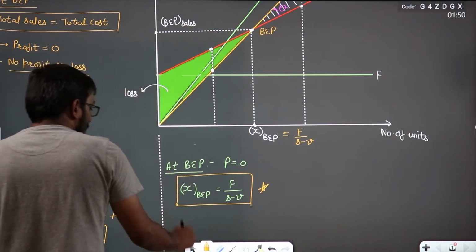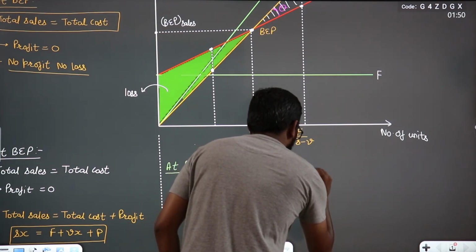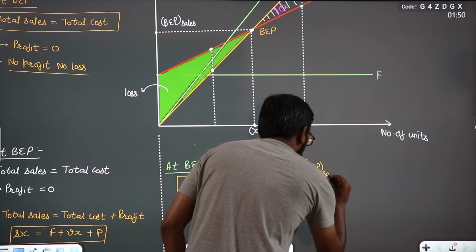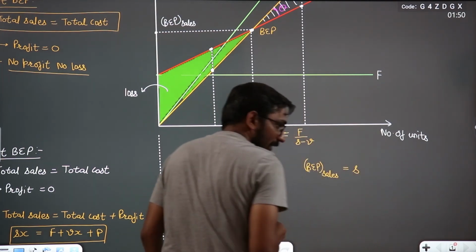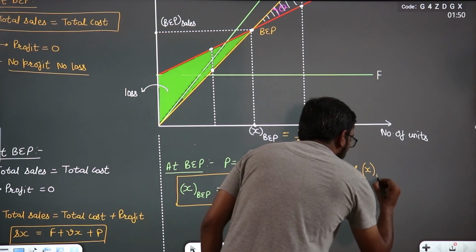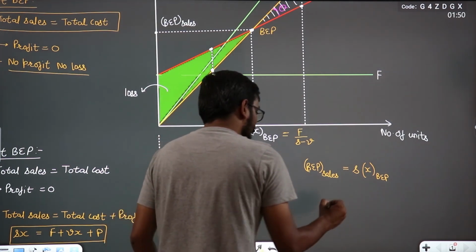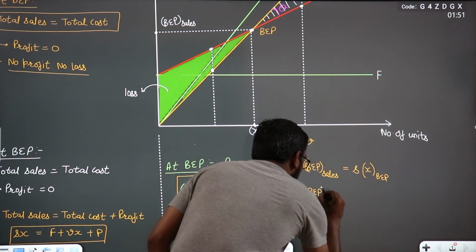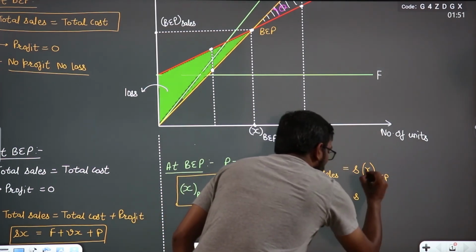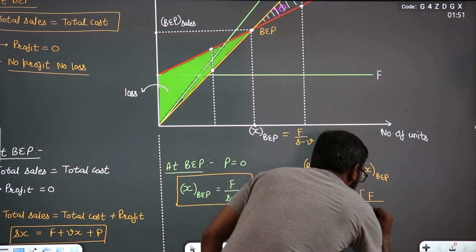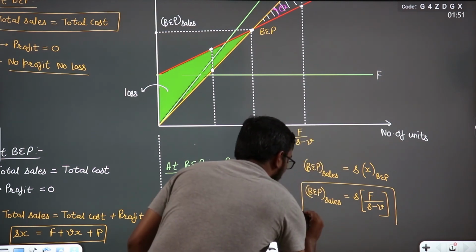Now what will be the break even point sales, right? If you want to find the break even point sales in terms of rupees, what will be the sales? That will be selling price of one unit into number of units produced at break even point. So break even point sales will be equal to small s into x at break even point, which is F upon small s minus small v. This will be the break even point sales.